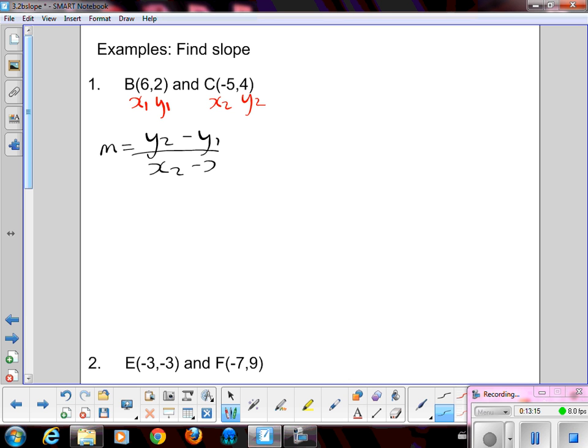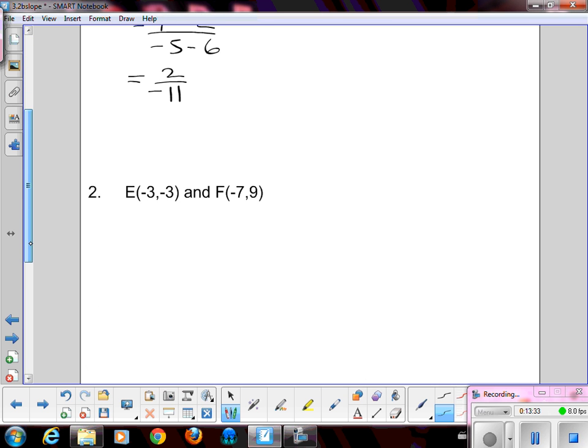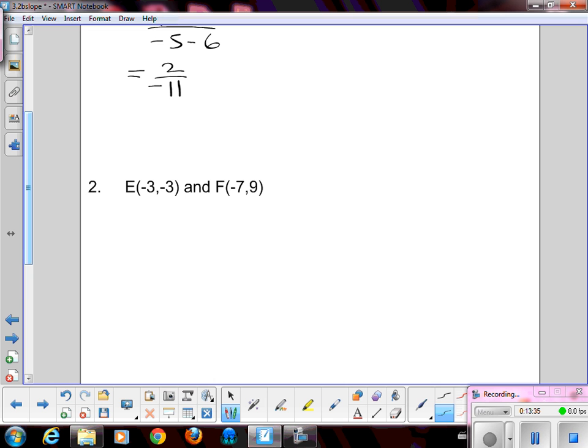And now all it is is substituting into this formula. So when we substitute it in, we end up with 4 minus 2 over negative 5 minus 6, a matter of working with our numbers. So we end up with 2 over negative 11. And that's in lowest terms, so it's finished. If you notice, that's faster than having to graph everything.